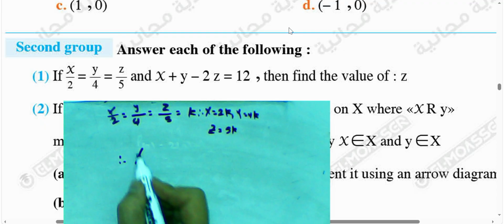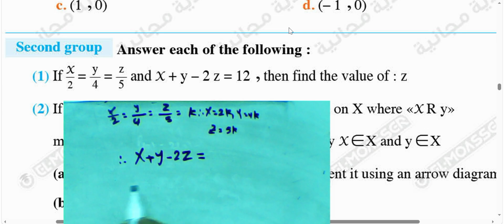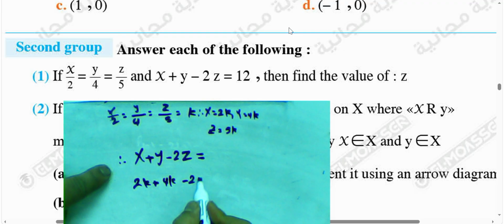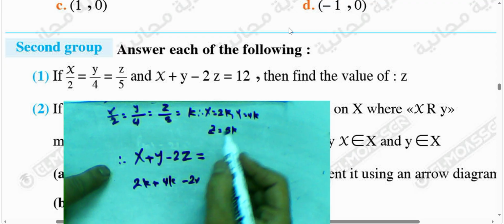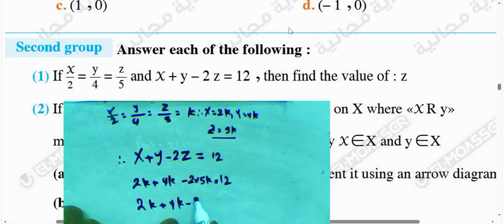We write the relation. He gave me x plus y minus 2z. x was 2k plus y was 4k minus 2 multiplied by z. z was 5k. 2k plus 4k, he gave me the answer was 12. 2 times 5 is 10. 4 plus 2 is 6. 6 minus 10 is negative 4.